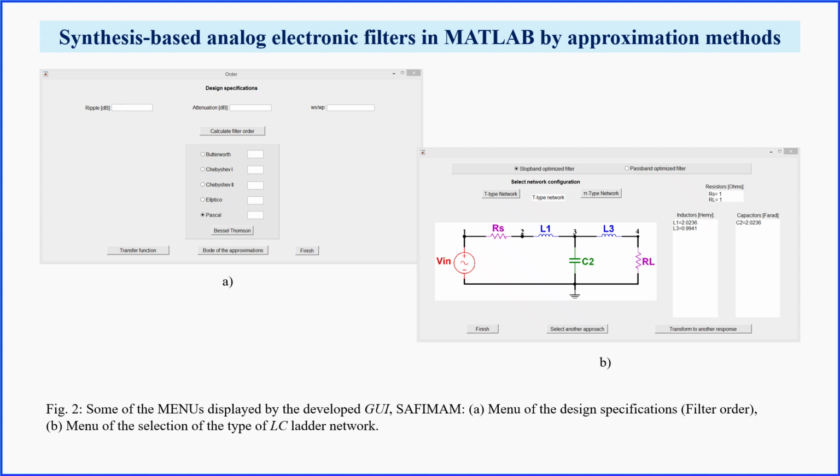The second menu of the GUI is activated exclusively upon selection of a Pascal filter. Within this menu, the user inputs the resistive value, RS, and specifies whether the filter is to be optimized for the passband or the stopband to proceed with the design. The first and third menus are displayed in Figure 2.